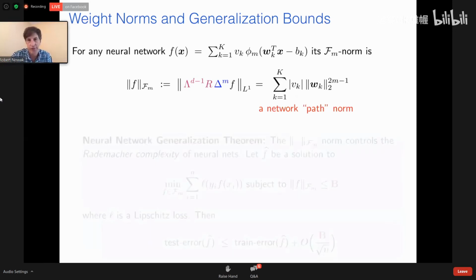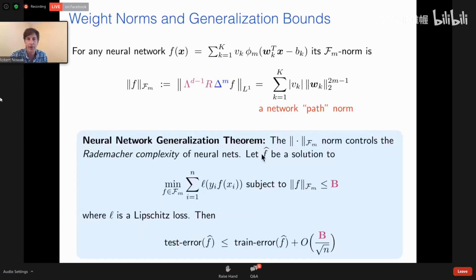Another cool feature about these F norms is that they control the Rademacher complexity of neural networks. So if we let F hat be the solution to minimizing this empirical risk, subject to a constraint on how large the norm is of this interpolating function, so that bound is B, then we have a generalization bound that says the test error of F hat is less than or equal to the training error of F hat plus a term that's proportional to that bound over the square root of N. And so what this is telling us is that if we can find a neural network that not only has a good training error, but also has a small norm bound, we'll generalize well. So that's a nice connection between these norms and generalization error.